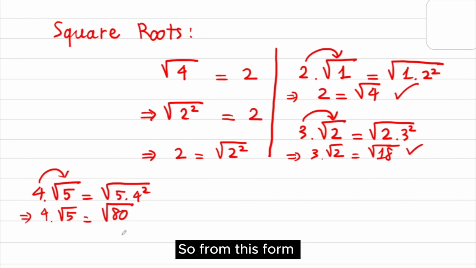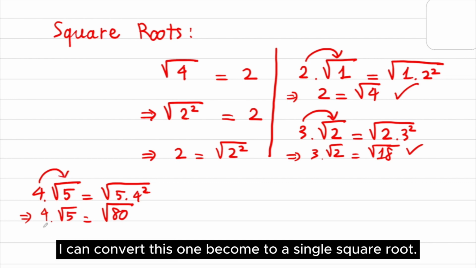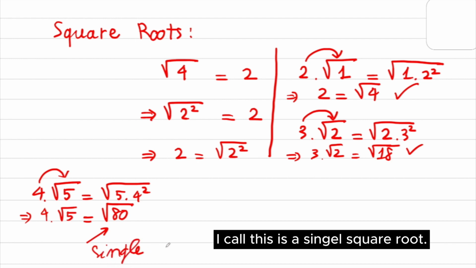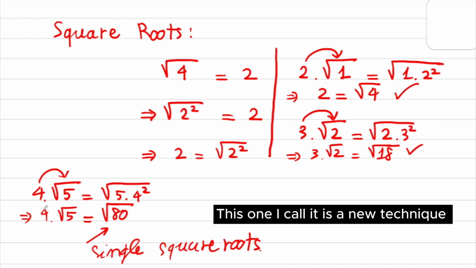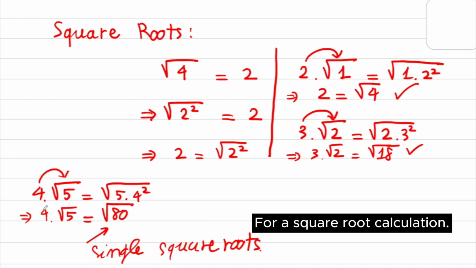Yeah, so from this form, I can convert this one to a single square root. I call this a single square root: only one square root for this expression. Okay, this one I call a new technique for square root calculation. Okay, so let me make this clearer.